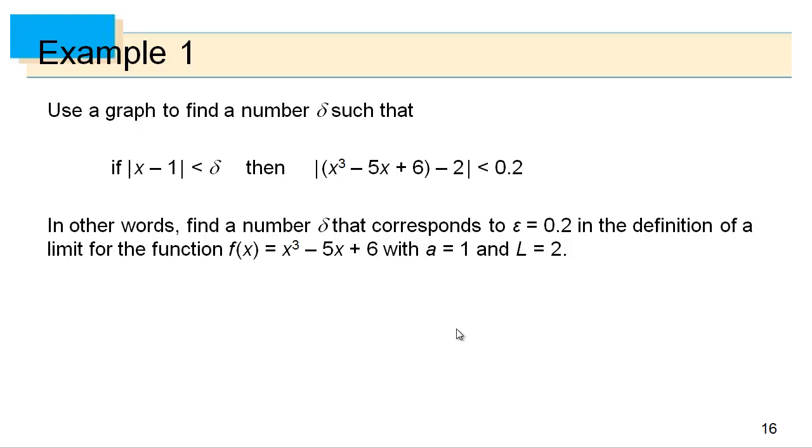Okay, let's look at an example. We've got some function x cubed minus 5x plus 6. We're going to use the graph of this function to find the number delta such that if the distance between x and 1 is less than delta, then the function is going to be less than 0.2 away from the number 2. That's what all that gobbledygook on the second line is just saying. Remember, this first piece is the distance between x and 1, and this is the distance between the function and 2.